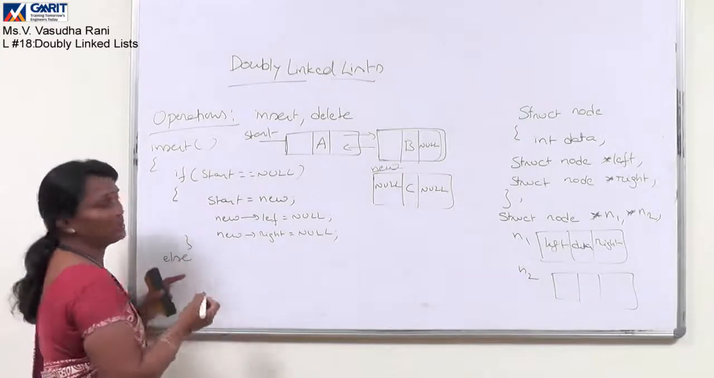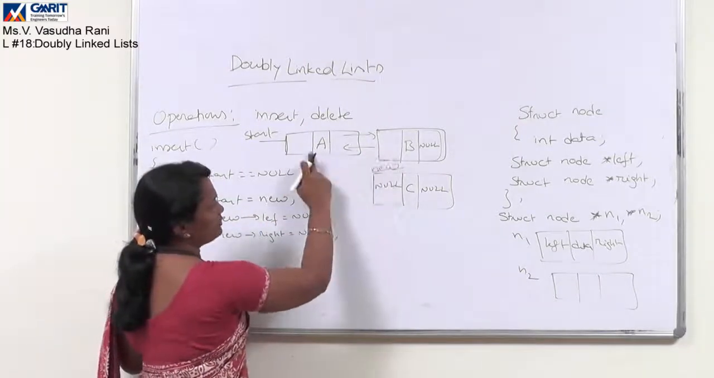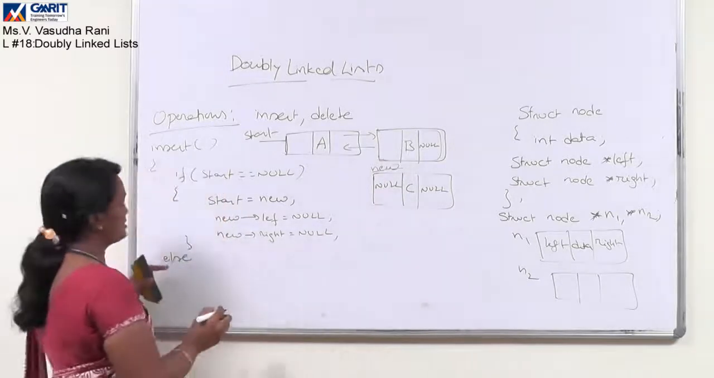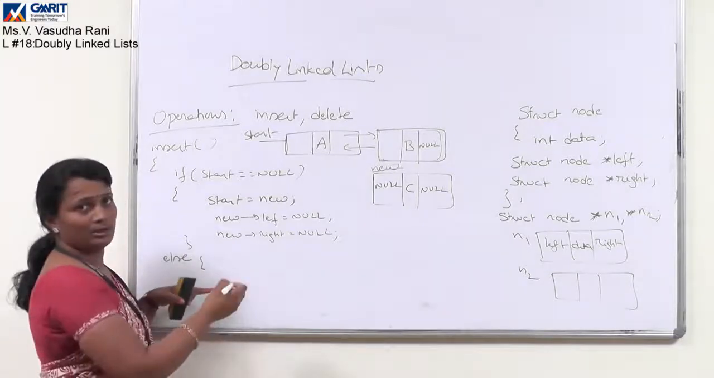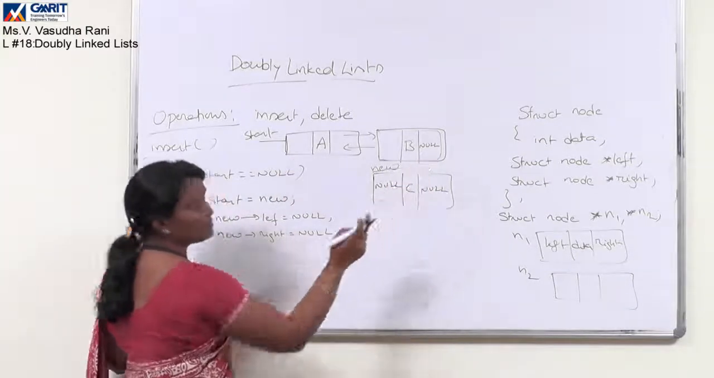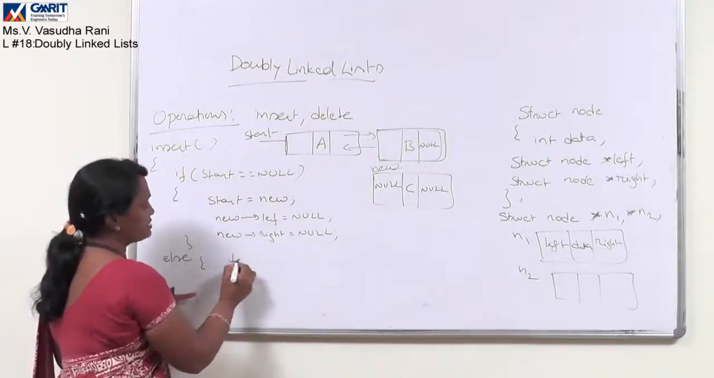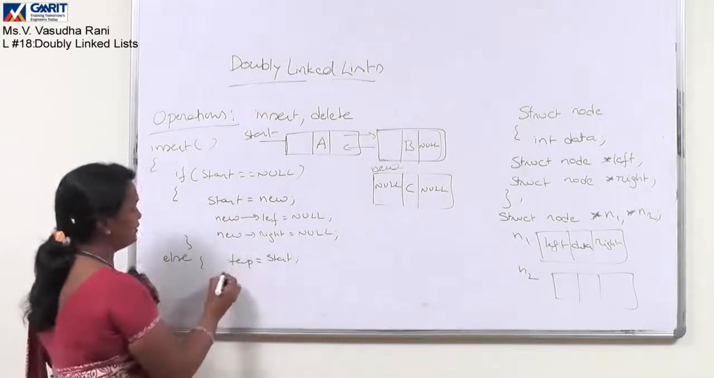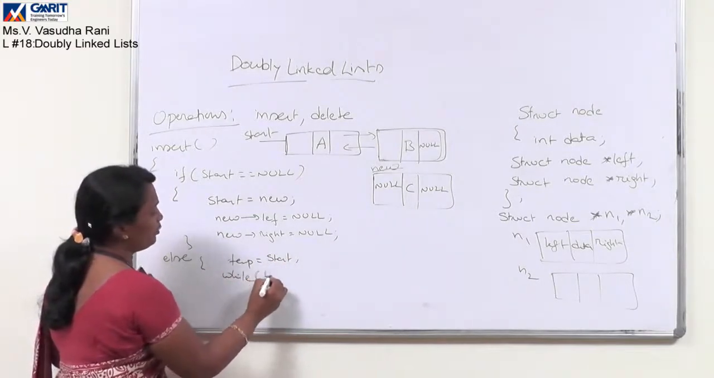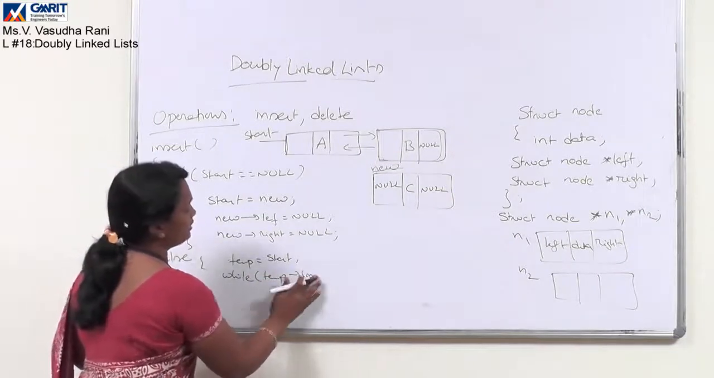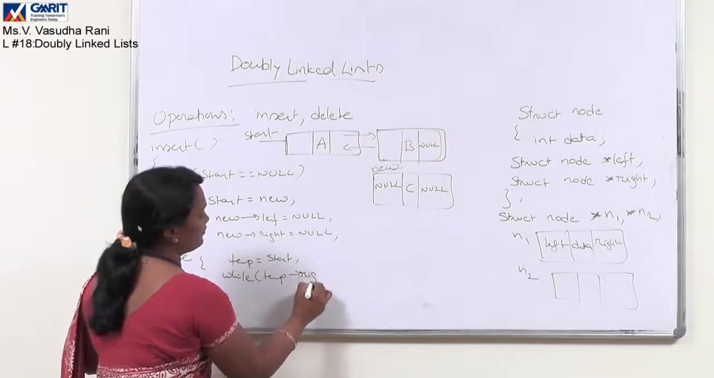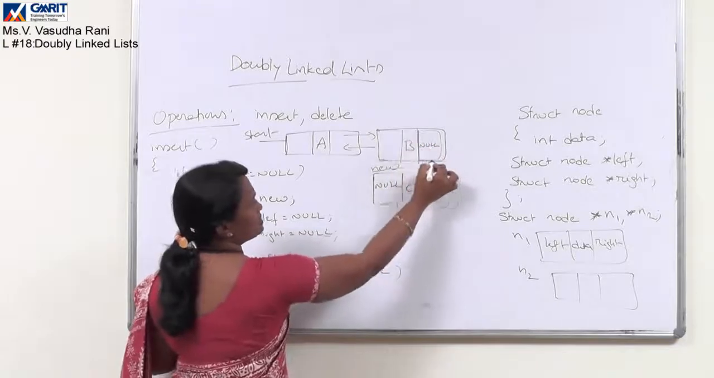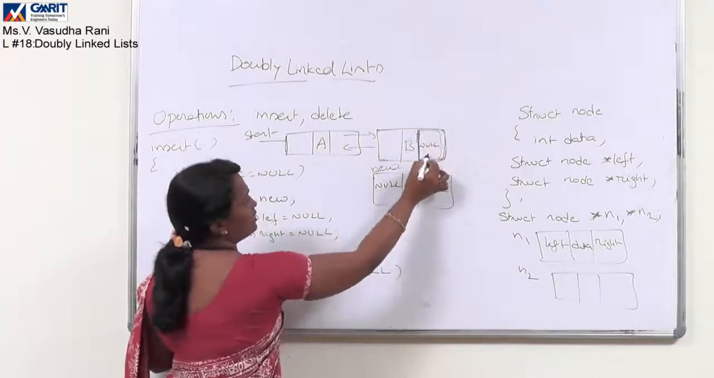Else case, already there is one node. Assume this particular case, already there are some nodes and we want to insert this particular node at the end of the list. For that, as we know from the earlier procedure, we traverse the list from the beginning to the end. You take the address of the start pointer into temp and pass through it while temp right is not equal to null. This is the last node's temp right, this node's right part.